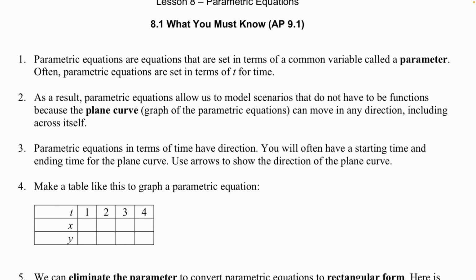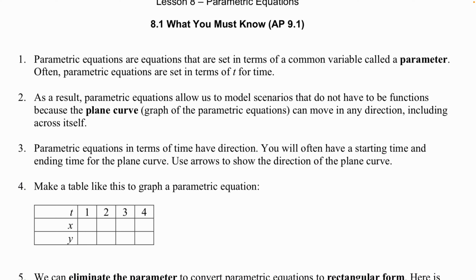Parametric equations are equations that are set in terms of a common variable called a parameter. Often parametric equations are set in terms of t for time. As a result, parametric equations allow us to model scenarios that do not have to be functions because the plane curve, which is the graph of the parametric equation, can move in any direction, including across itself.